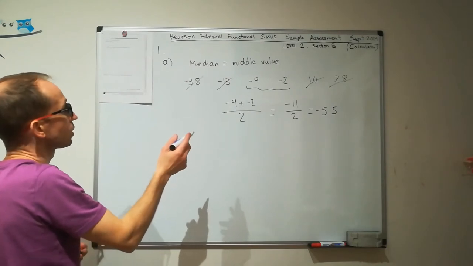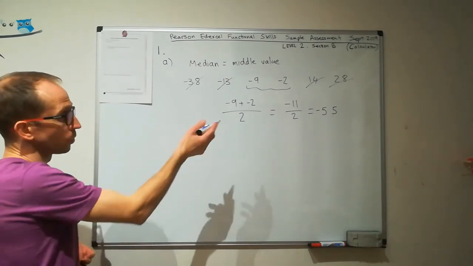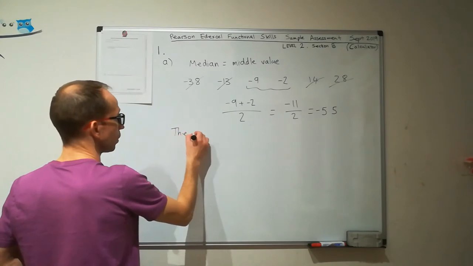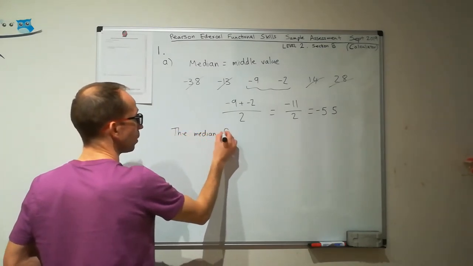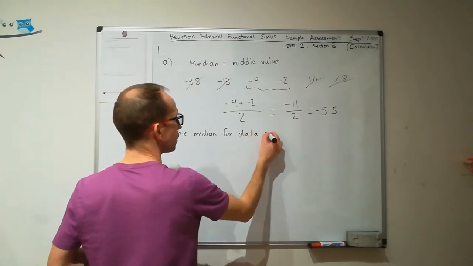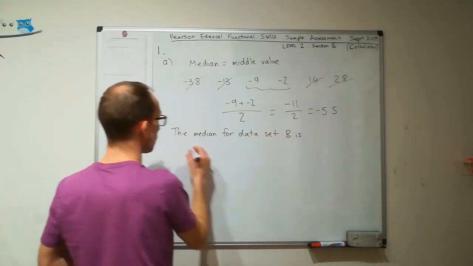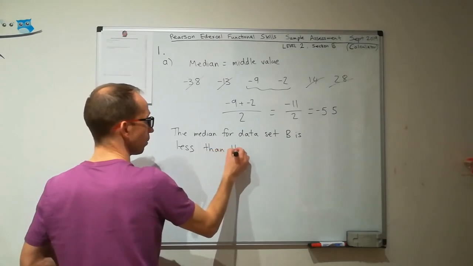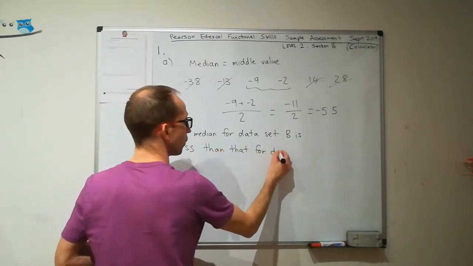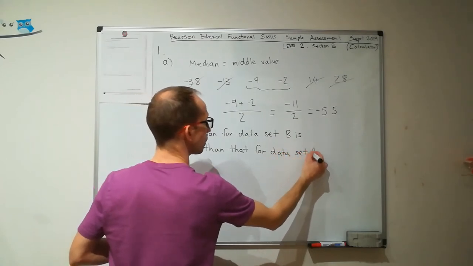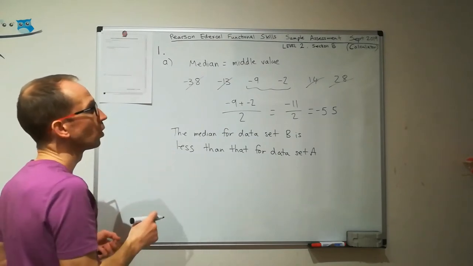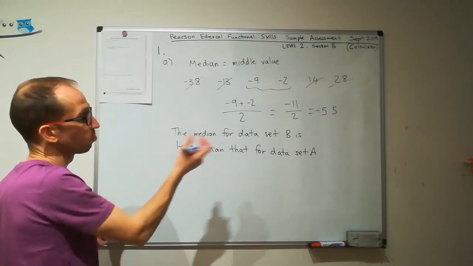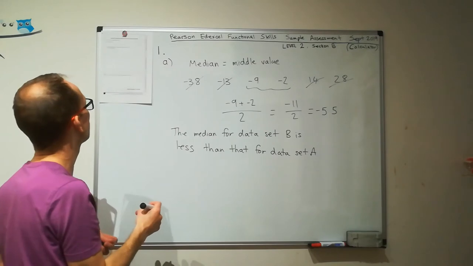Okay, so now to write our statement. For data set A, the median was 3.1. For data set B, the median is minus 5.5. So I can just say the median for data set B is less, well, it's negative, so it's less than that for data set A. You don't need to be drawing any wonderful conclusions, they just want something that shows you can compare the two numbers. So one is less than the other is absolutely fine.